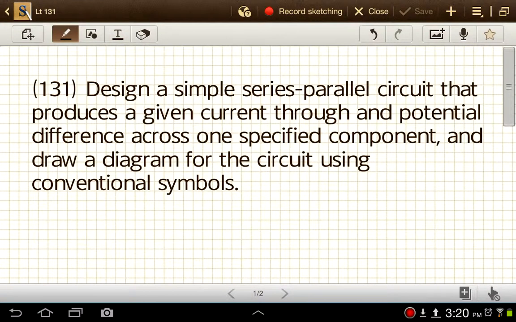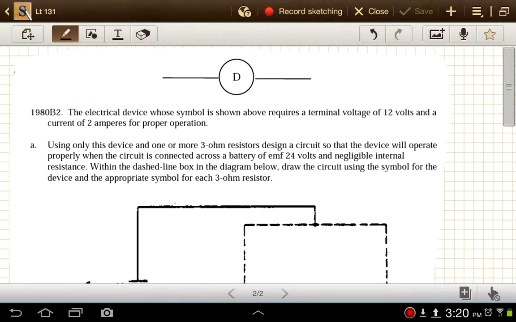Also face some problem range, some components. So let's take a look at something like that. In this one, this is an old AP question. You see we have some device that we'll label D, and that needs to have a voltage across it of 12 volts and 2 amps in order to work correctly. And they give us two different circuits to put this in and make it work.